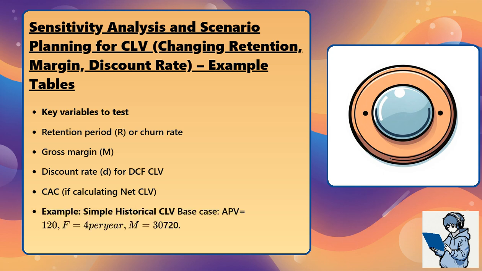Example: simple historical customer lifetime value. Base case: average purchase value equals $120, purchase frequency equals 4 per year, margin equals 30%, 0.30. Retention equals 5 years, therefore customer lifetime value equals $720.